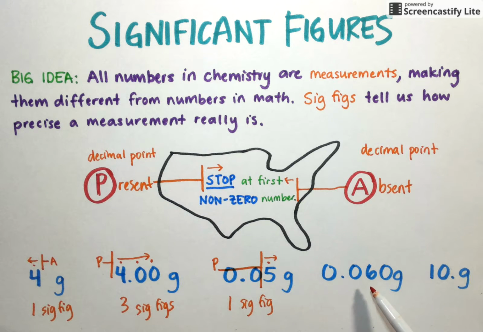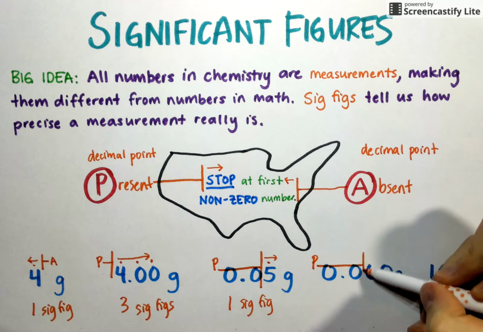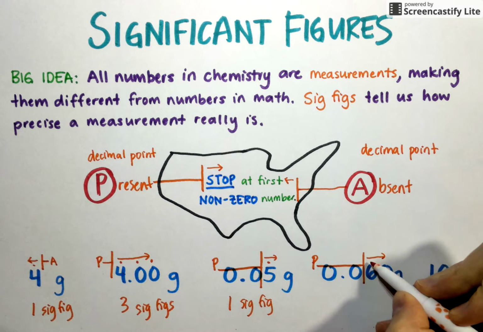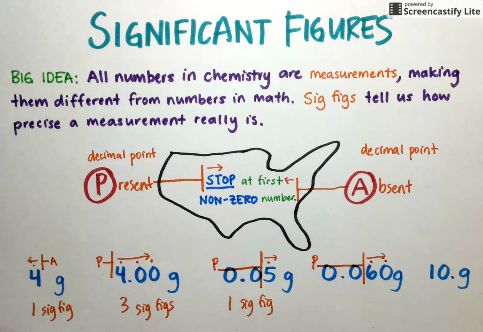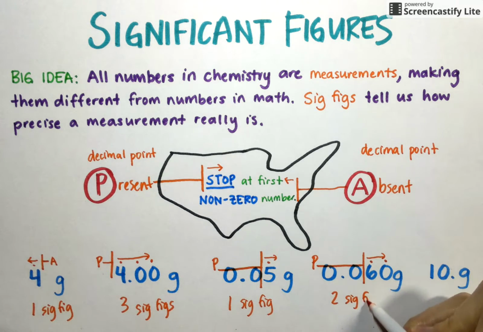If I look at this number, though, again, I see a decimal point present, so I'm going to start from the left, cross off any zeros I see until I hit the first non-zero number. Everything to the right is going to be significant, and that's this 6 and this 0. So in this number, there are 2 sig figs.